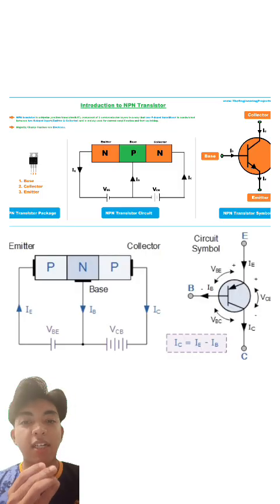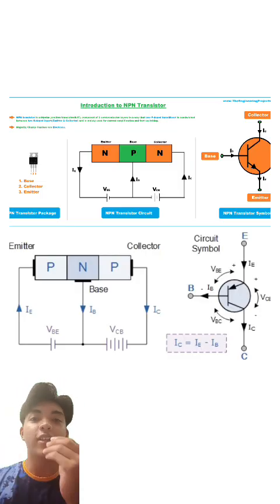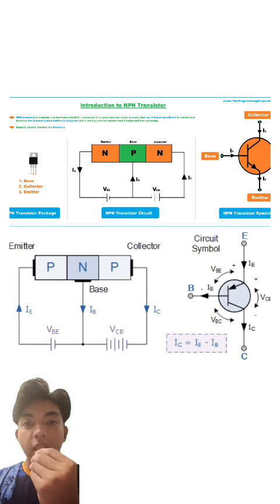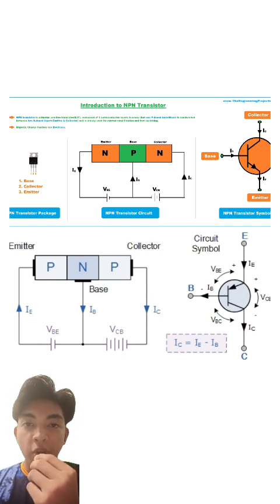Okay, next for our third, now I will explain about BJT types. There are two main types of bipolar junction transistor, which are NPN and PNP.